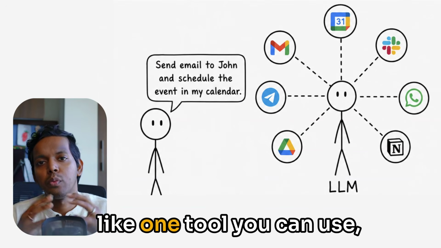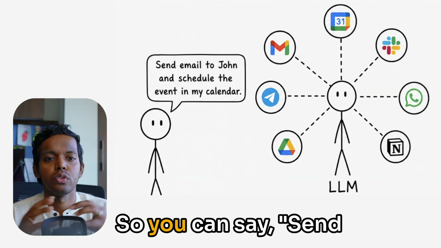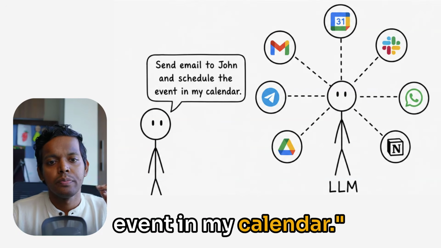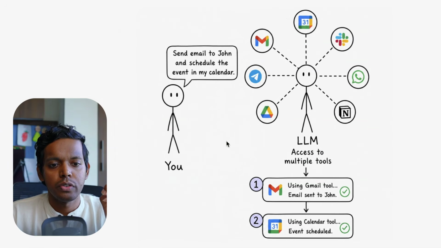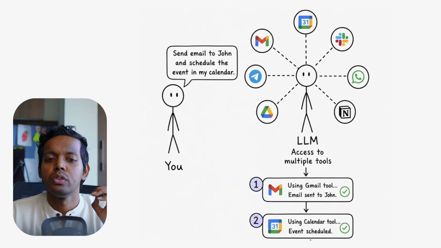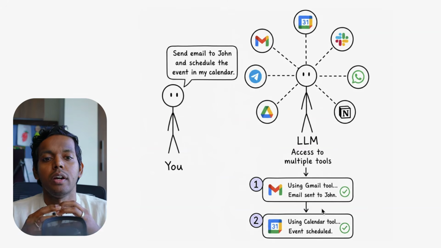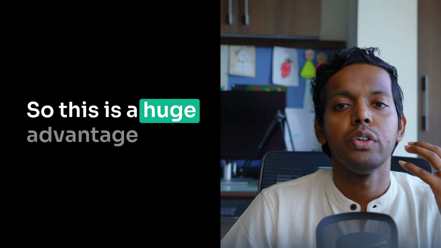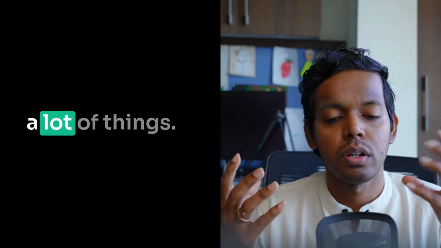It's not just like one tool you can use. You can actually chain multiple different tools. So you can say, send the mail to John and then schedule the event in my calendar. So you can give multi-step actions like this, and the LLM is going to first use the Gmail tool to send the email, and then it's going to use the calendar tool to schedule your event. So it can chain or take multi-actions as well. All right. So this is a huge advantage when you think how you can interconnect between these apps and then use a lot of things.